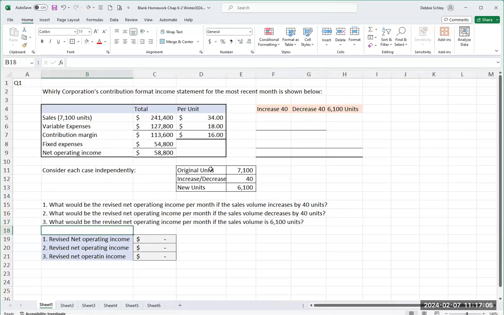Okay, so for this one, I just put right here, my original units was 7,100, and my increase and decrease is 40. And my new units for number 3 is 6,100. And the reason I do that is because I want to be able to reference these numbers to do my calculations. Okay, so this is where we started.